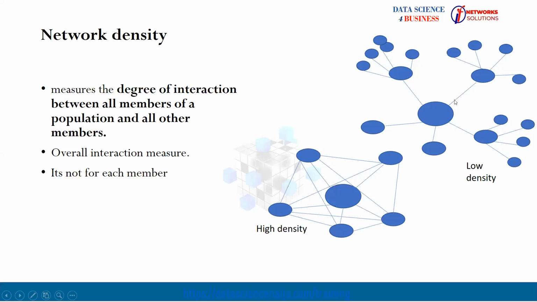apart from what I just said, network density helps us to give the overall interaction. And that overall interaction is not individual based, okay? It's the whole network. You want to see how densely populated the network is, or what is the density of that particular network. So that's network density. It's just a value that tells you how dense or not dense a network is.